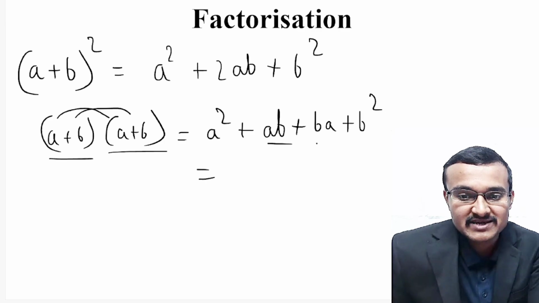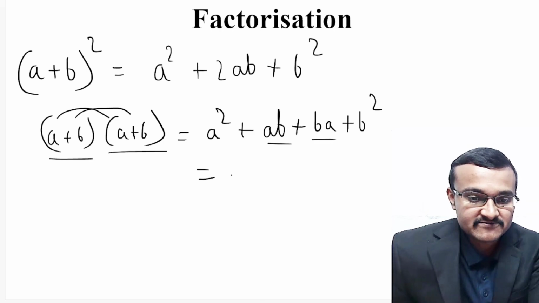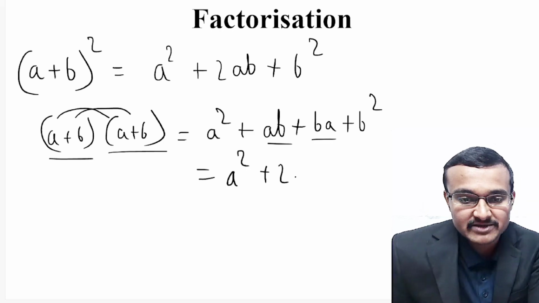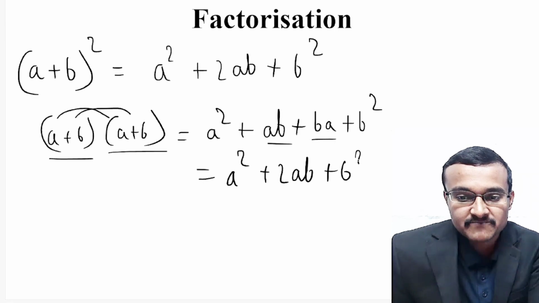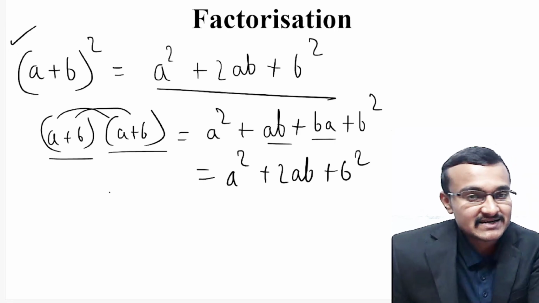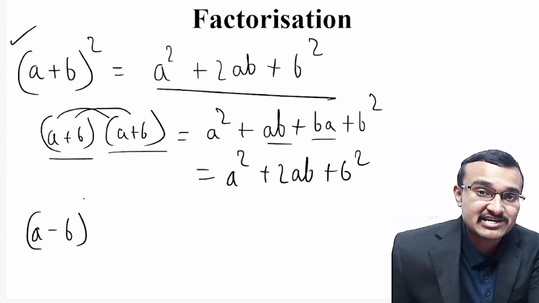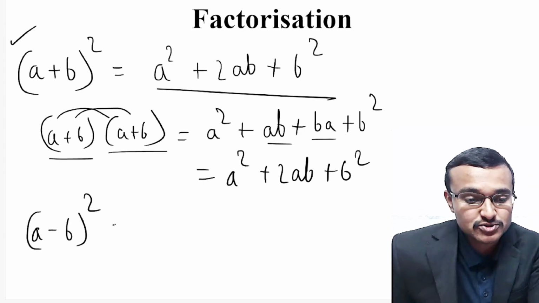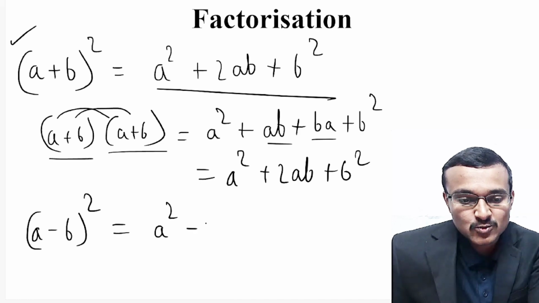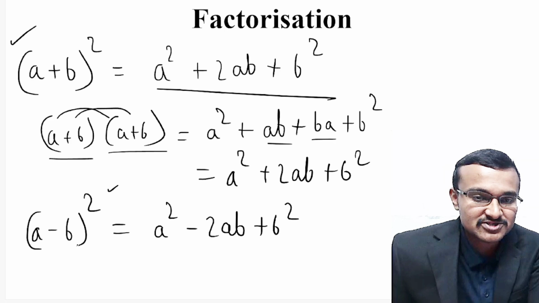So here ab and ba are nothing but ab plus ab itself. So ab plus ab will be 2ab. So 2ab plus b square. So that is what I have written here. So this is one particular identity which you should actually remember. And similarly, when you do (a minus b) into (a minus b), that will be (a minus b) whole square. You will actually get a square minus 2ab plus b square. So this you can actually solve, and you also know the formula for this particular (a minus b) whole square.